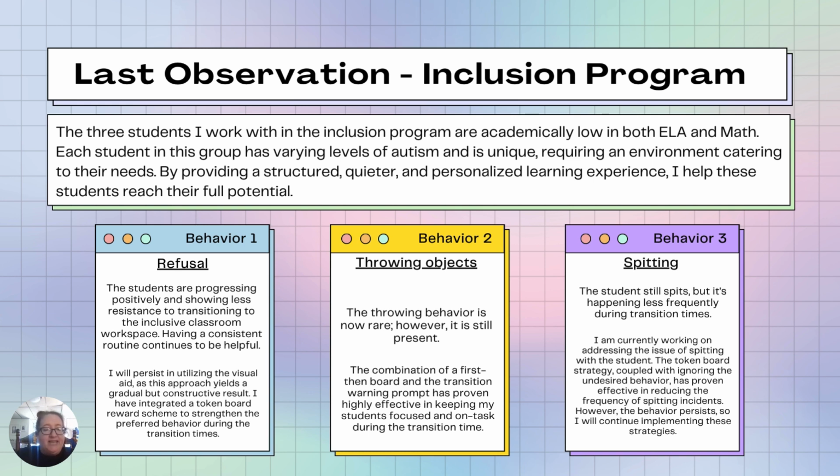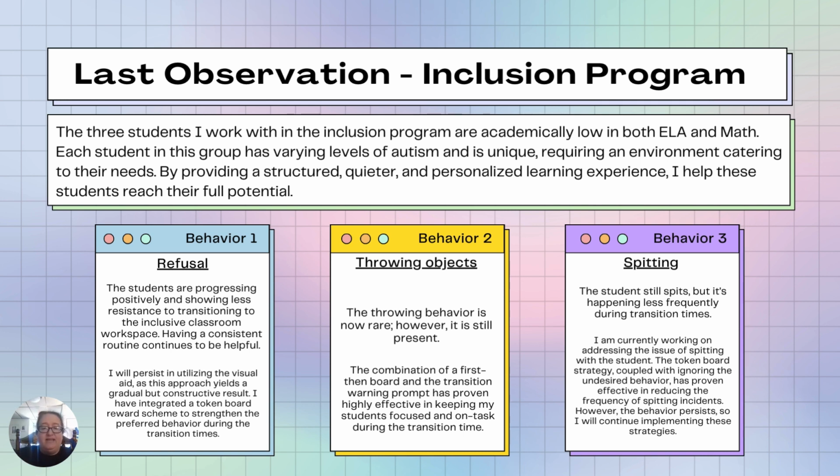Throwing objects. This is now a rare behavior. It is still present, but the first-then board and transition warnings have really helped and have been highly effective keeping my students on task, knowing what's coming next.